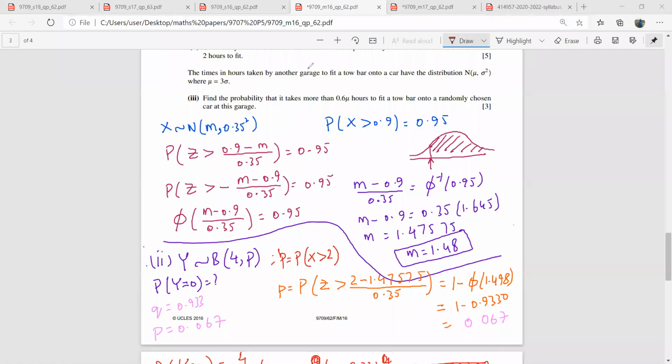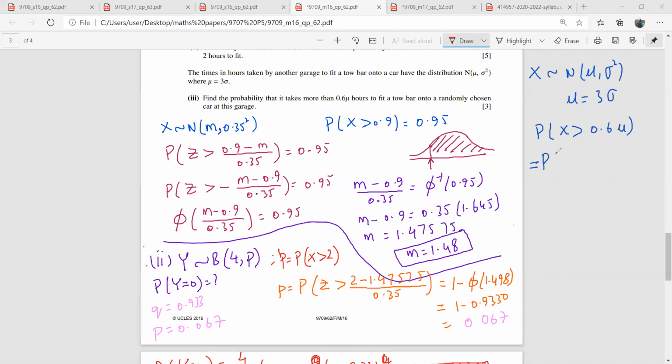Last part. So the time in hours taken by another garage to fit a tow bar onto a car has this distribution. Find the probability that it takes more than 0.6 mu. So he's asking us, there is a distribution which has this mu and the sigma squared, okay? And we're given that mu is 3 sigma, no problem. And then it says to find the probability that X is more than 0.6 mu. Don't be bothered with all this notation, okay?